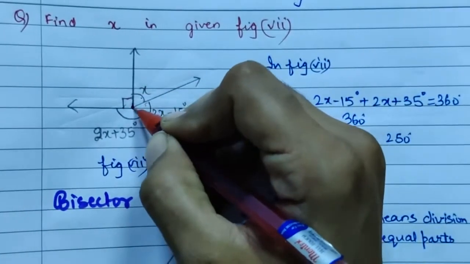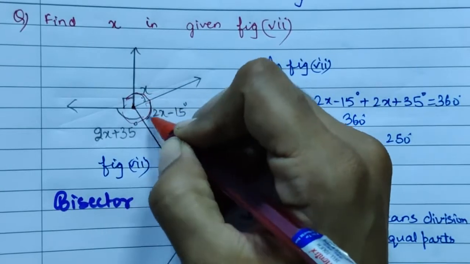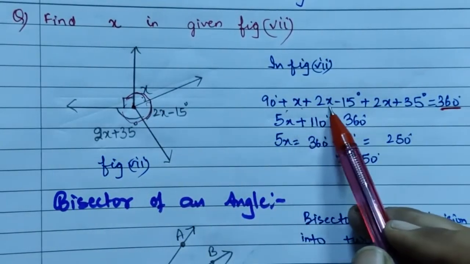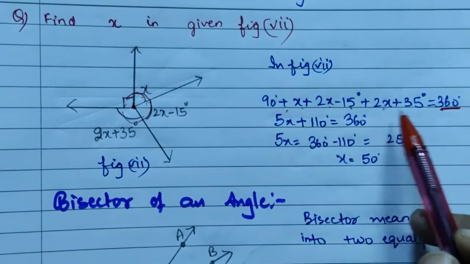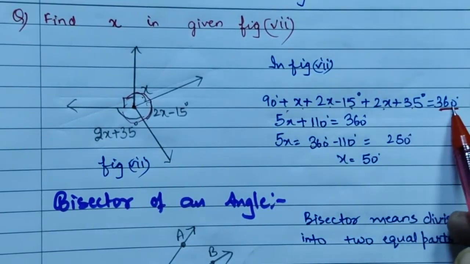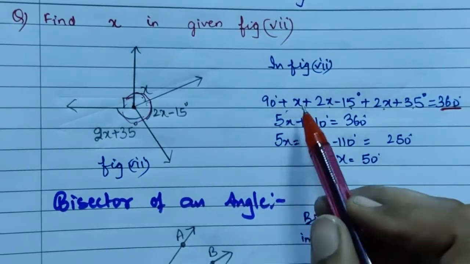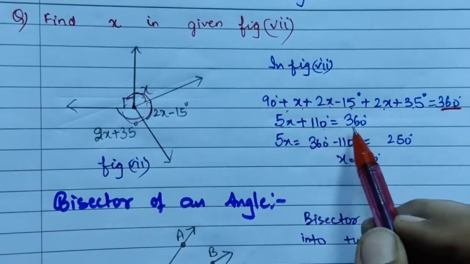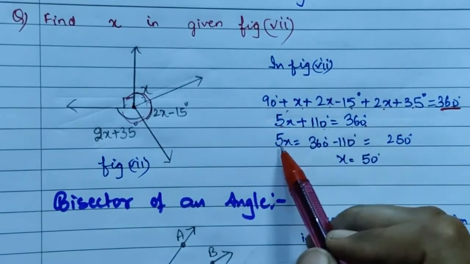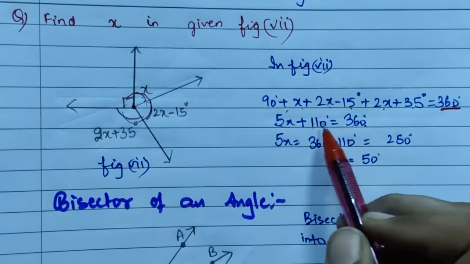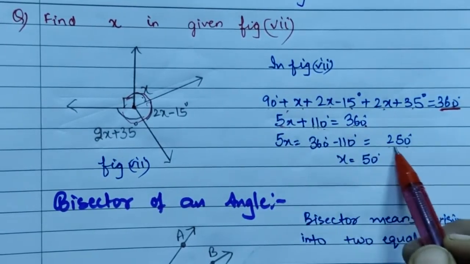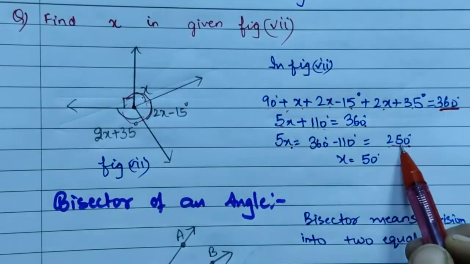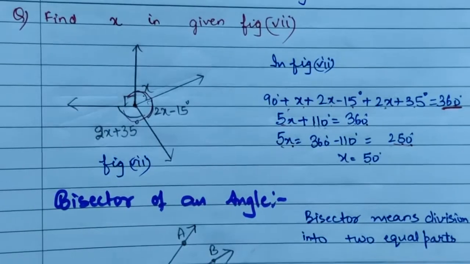This is a point, and around the point the sum of all angles is 360 degrees. So 90 plus x plus 2x minus 15 plus 2x plus 35 will be equal to 360 degrees. This is 5x, x plus 2x plus 2x. 5x plus 110 is equal to 360 degrees. So 5x will be equal to 360 minus 110, that is 250 degrees. Clear? So x will be equal to 250 by 5, that is 50 degrees.